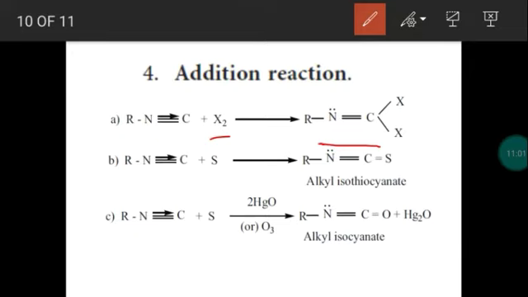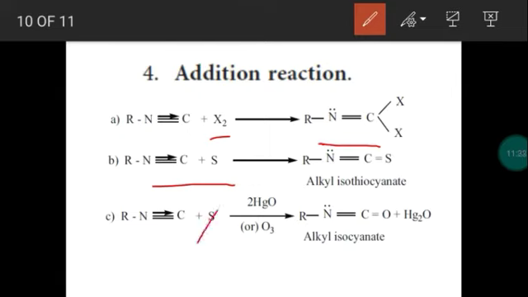Next one, addition of sulfur and oxygen. With isocyanide, you can add sulfur. When sulfur is added, the bond will be broken. So you will get RNCS. This is called alkyl isothiocyanate. NCS is called what? The functional group NCS is called isothiocyanate. So RNCS represents alkyl isothiocyanate.